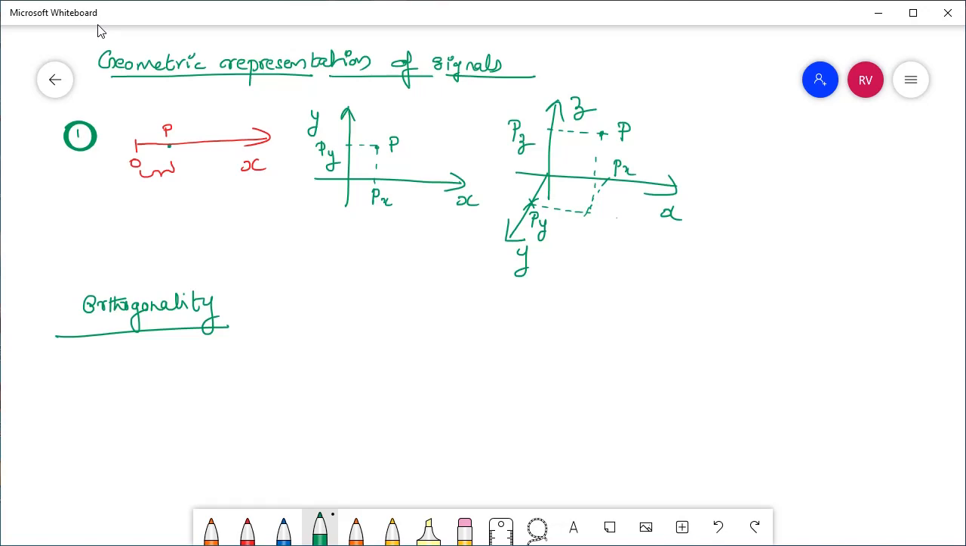You have the axes X, Y, and Z. By orthogonality, we mean that X, Y, and Z are orthogonal to each other, that is, they are at 90 degrees. That is, in geometrical terms, X, Y, and Z are at 90 degrees.